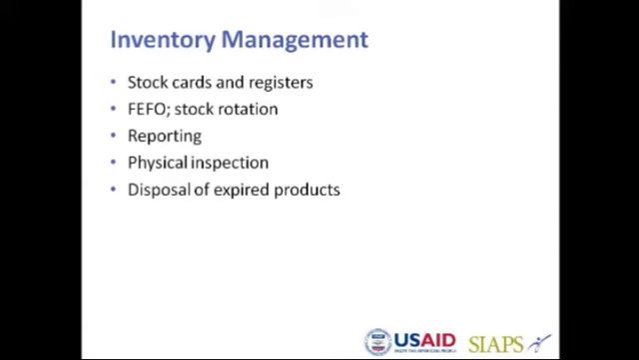And then in terms of inventory management, which is also very important, do we have stock cards and registers to show the movement of these medicines? Are these being filled out properly? FIFO is first expired, first out. And so as we saw with Victor, as products age, their quality may deteriorate. So it's important to use the older products first and rearrange the newer products on the shelves. Stock rotation, so that's very important.